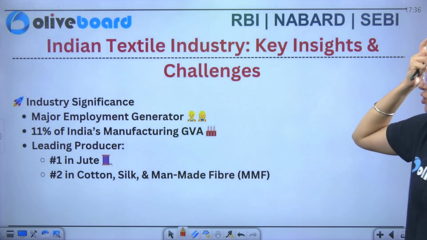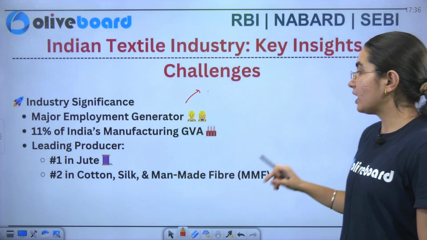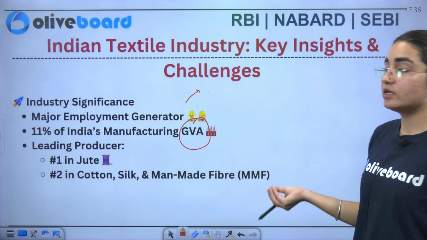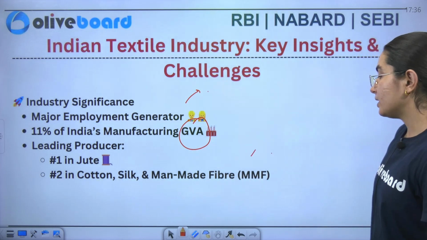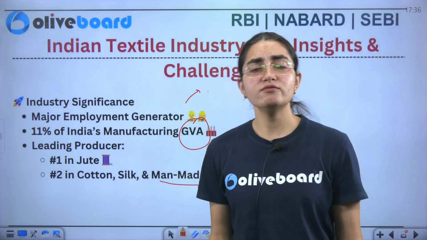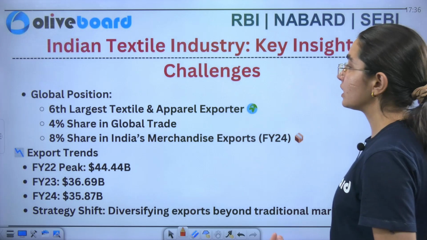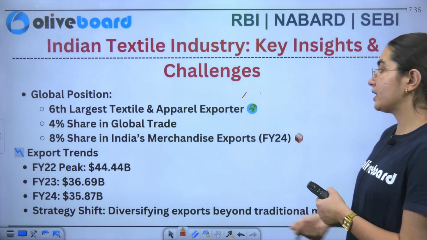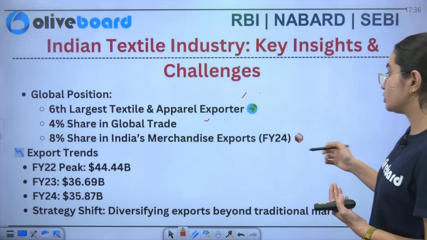Now we talk about industry significance, here the textile industry. It is a major employment generator, almost 11% of GVA. It is a leading producer, specifically in jute, and second in cotton, silk, and man-made fiber also. Man-made fiber has a lot of dominance in the entire world, and we need to develop ourselves in that market also. On global position, we are the 6th largest textile and apparel exporter, with a 4% share in global trade, and an 8% share in India's merchandise exports.